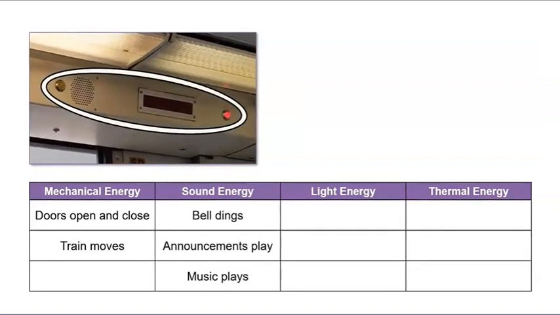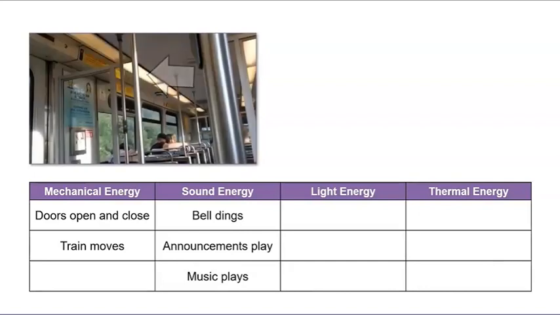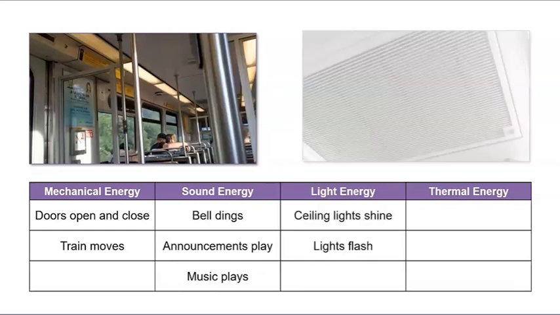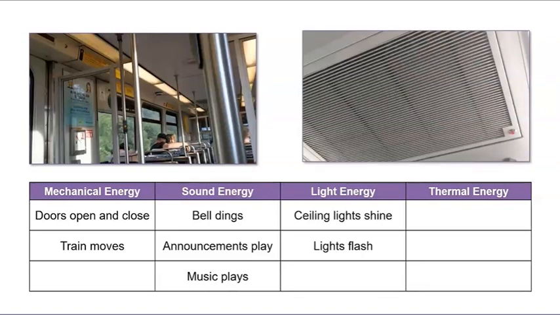Did you observe the lights above the door flash or the ceiling light shine? I did. Where should we record these energy indicators on our chart? Yes, we will put them here under light energy. I also observed the vent where cool air moves into the train car. This is thermal energy. Let's write, air is cooled, in the thermal energy column.